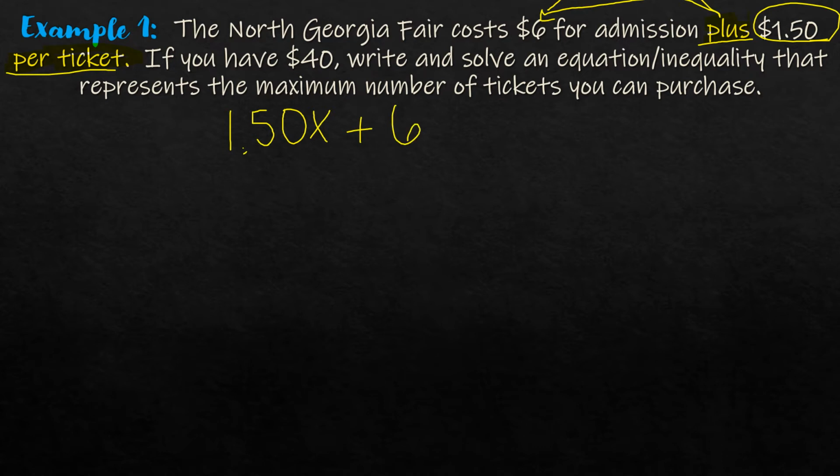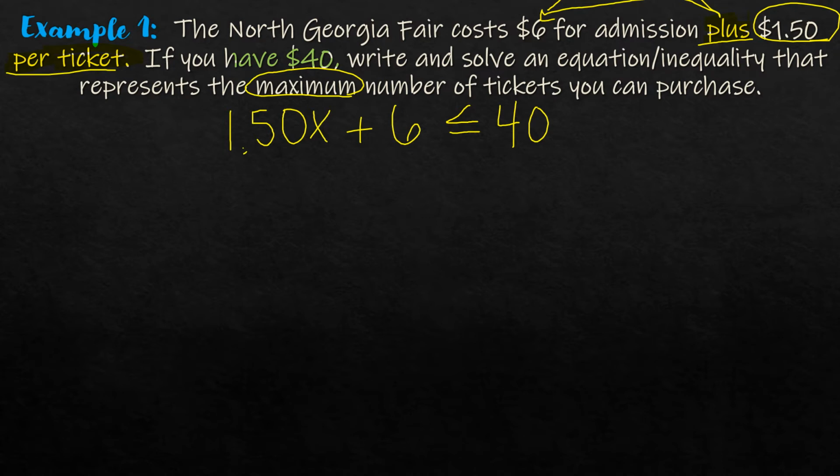Okay, now if you have $40 to spend, write and solve an equation or an inequality that represents the maximum, keyword there, number of tickets you can purchase. So a lot of people tend to just write equals 40 because I know that the amount that I can spend is 40. But if it's the maximum number that I can purchase, you might not spend all 40. So we're going to spend either less than or equal to 40. Okay, so this would be the setup for my linear inequality.